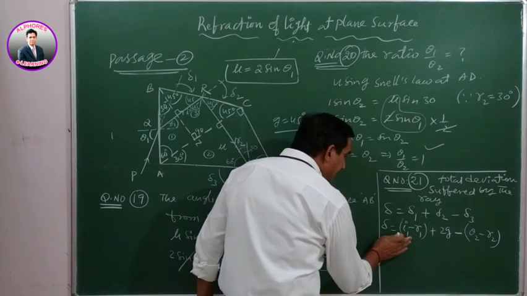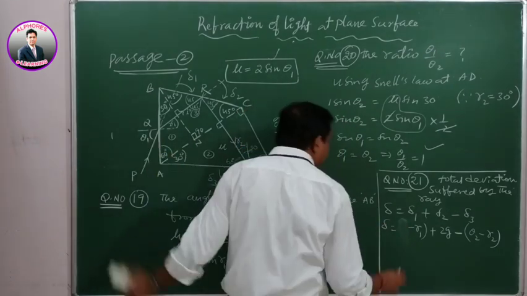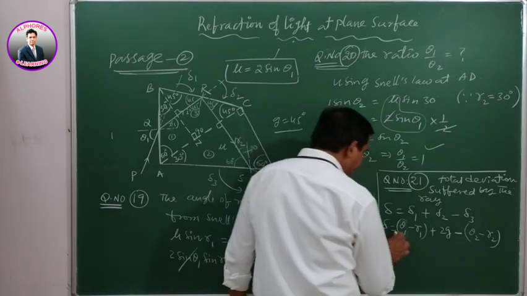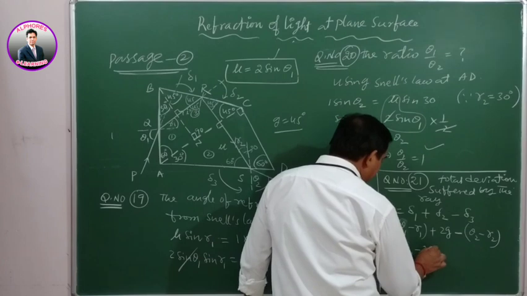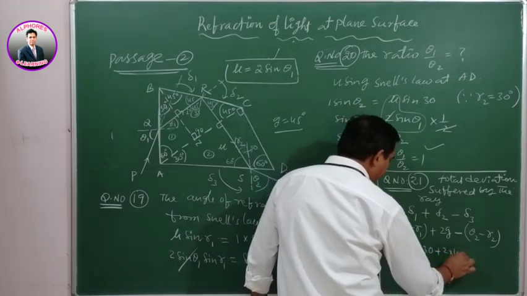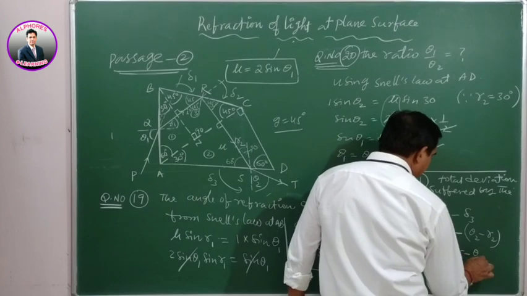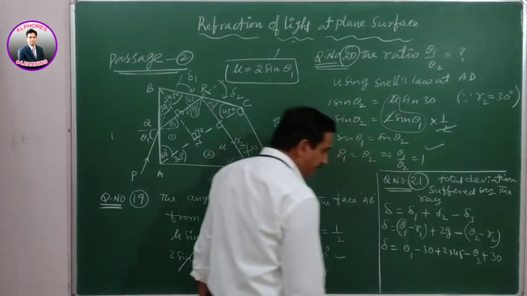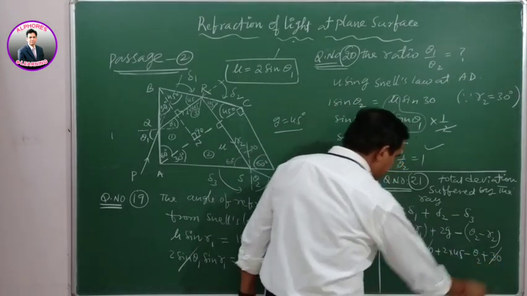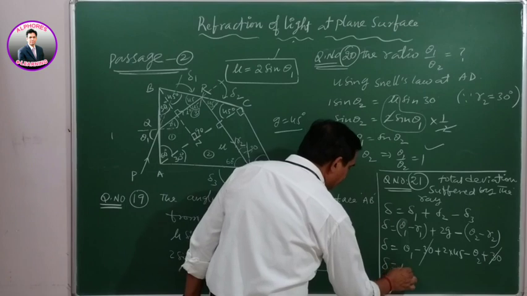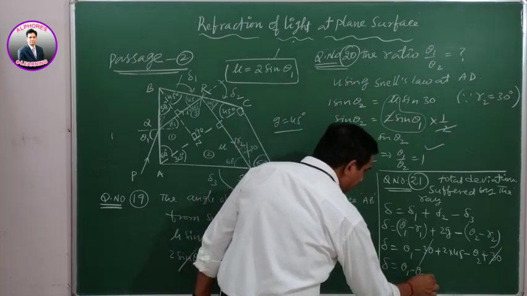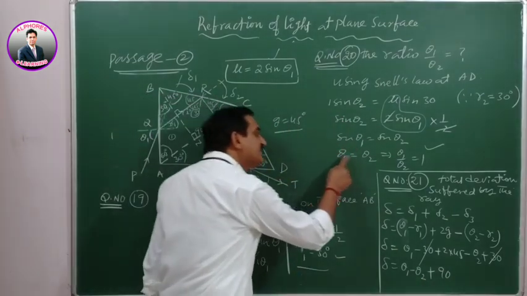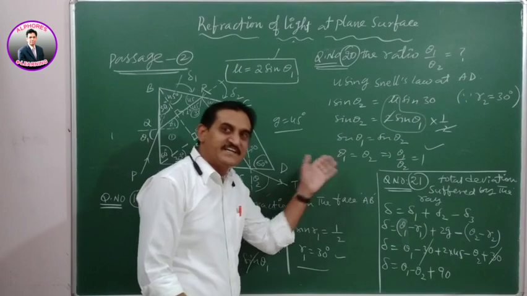Of course here I1 is nothing but theta 1. Therefore total deviation is equal to theta 1 minus 30, plus 2 into 45 glancing angle, minus theta 2 plus R2, which is 30. Now this one gets cancelled. Delta is equal to theta 1 minus theta 2 plus 90 degree. But as we know, theta 1 is equal to theta 2, already proved in the second question.